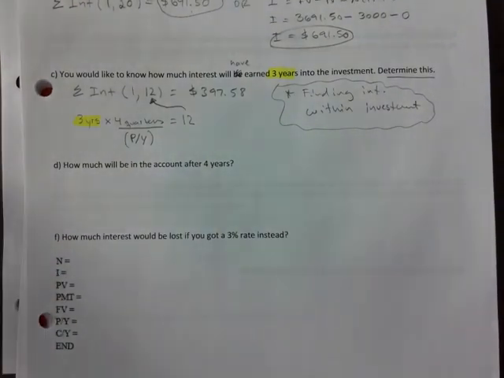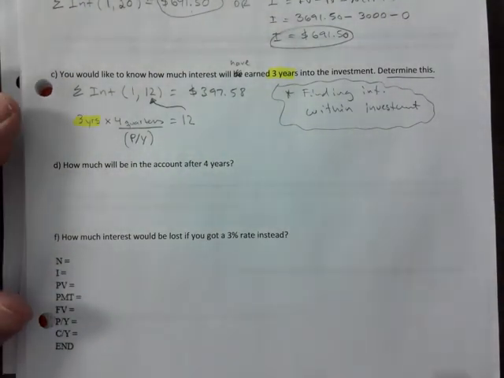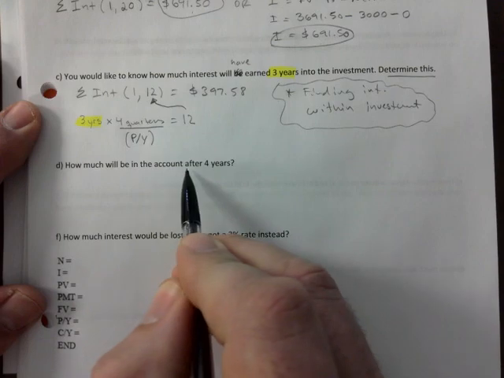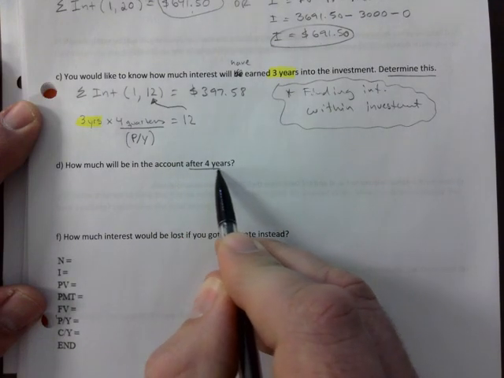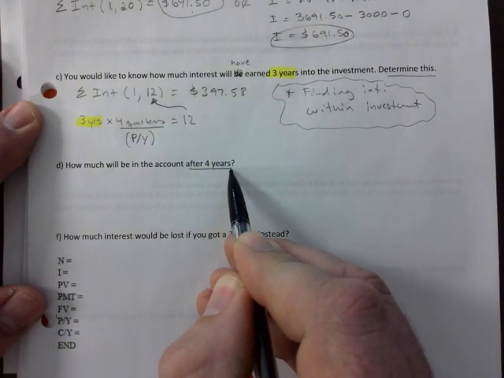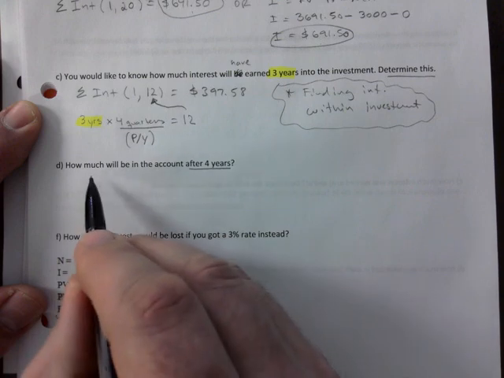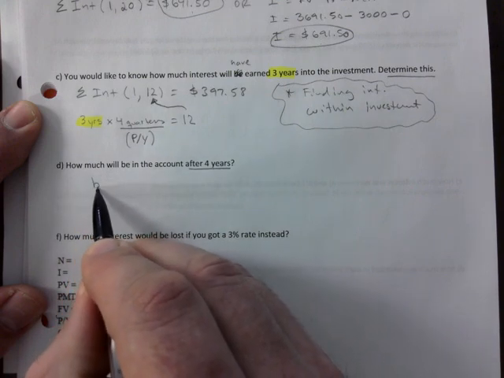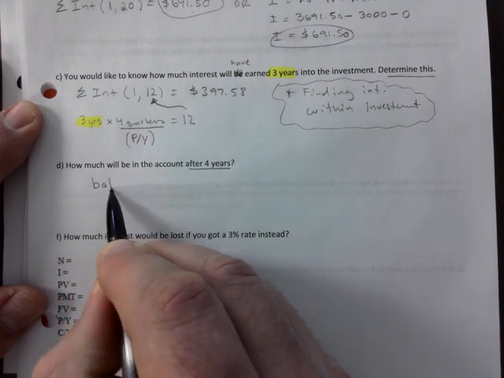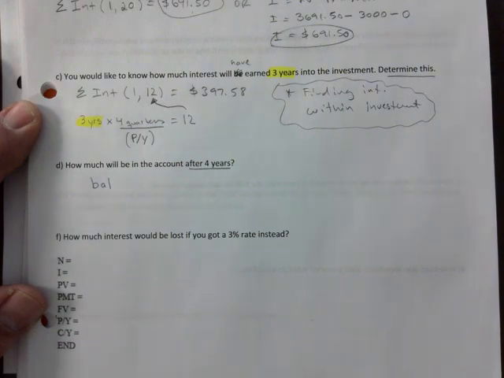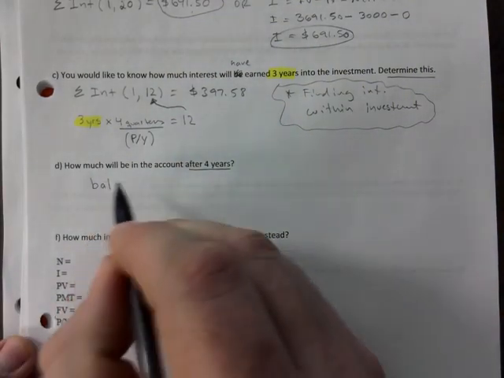Next, how much will be in the account? How much money will be in the account after 4 years? Not interest, not principal. How much will you have in the account after 4 years? In this case, you need to use this one. Balance is kind of like how much do I have after a certain amount of time?